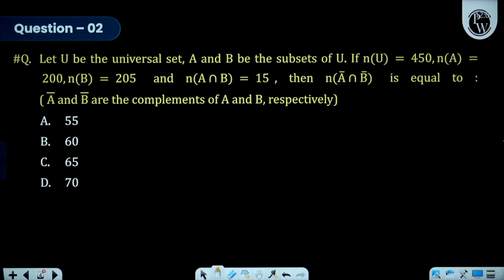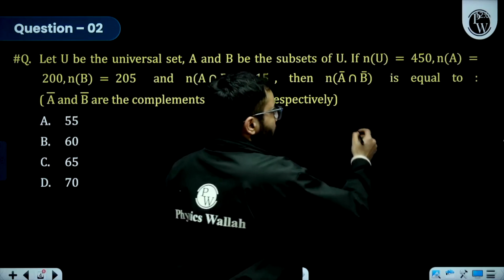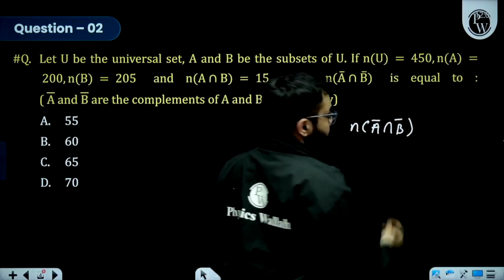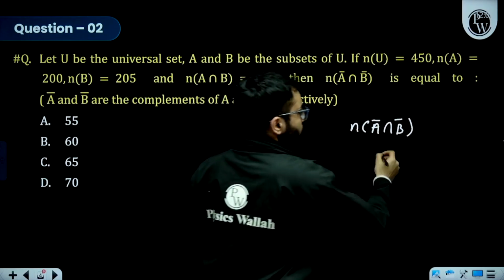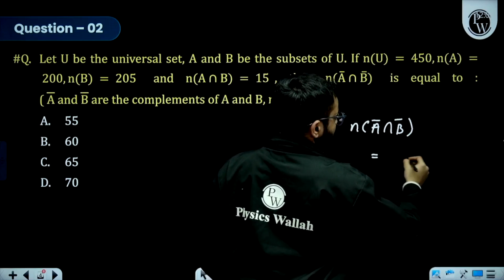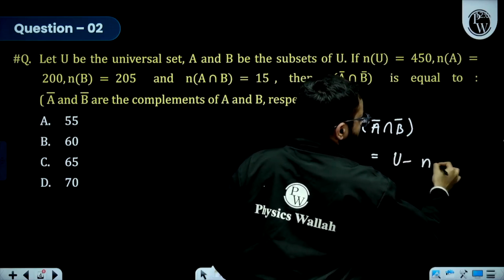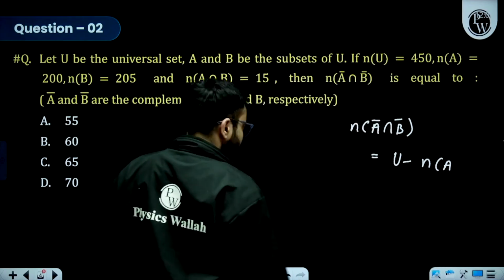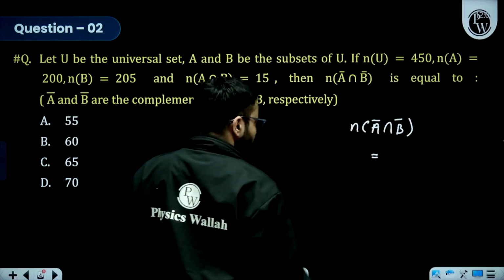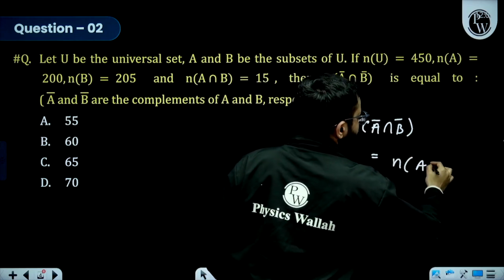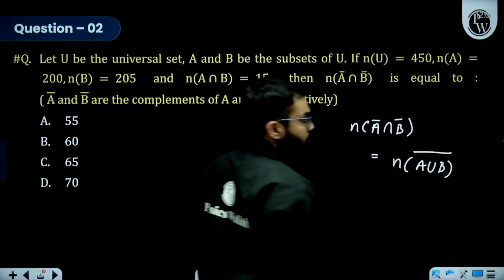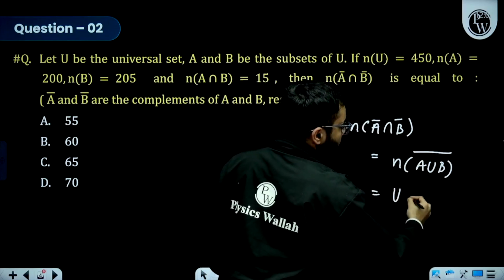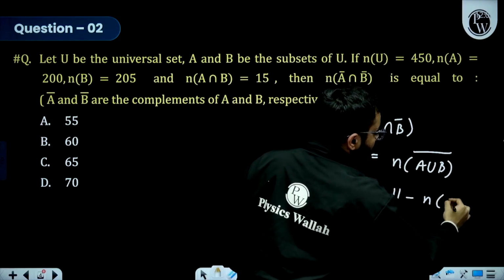Alright, so let us see, guys, how can we solve this? We are asked to find n(A complement ∩ B complement). According to De Morgan's law, this is nothing but n((A ∪ B) complement). So if we take the value out of this, this is going to be the universal set minus n(A ∪ B).